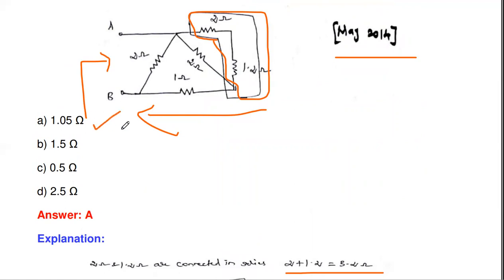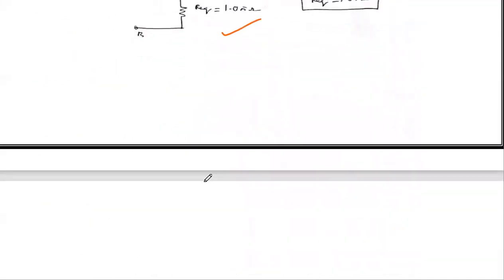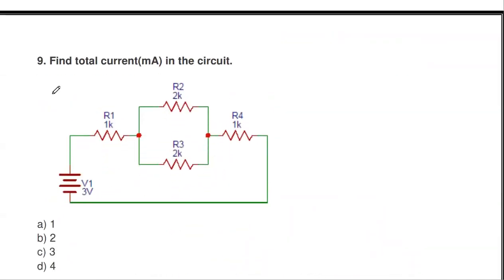So A is the answer. Okay, so you have to reduce from last to first end. That is the thing, you just remember it. Then the next question, find the total current in milliamps. M means milliamps in the circuit.